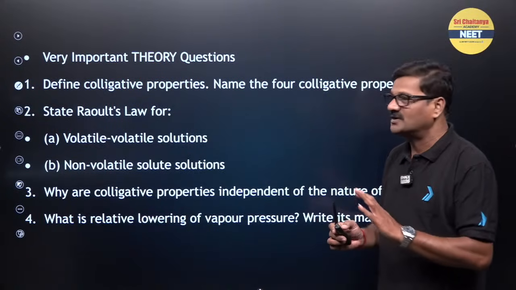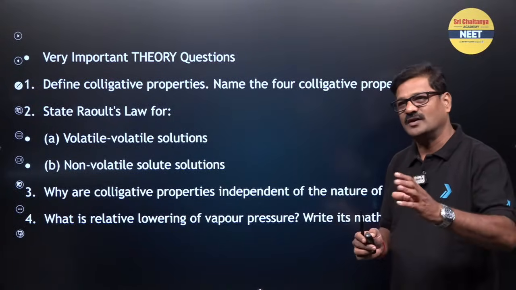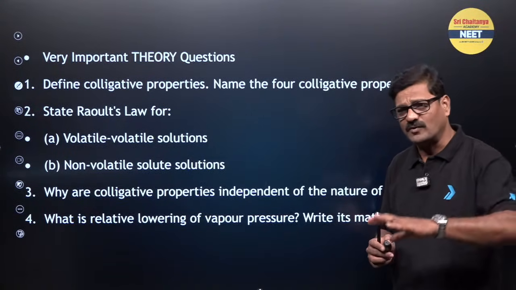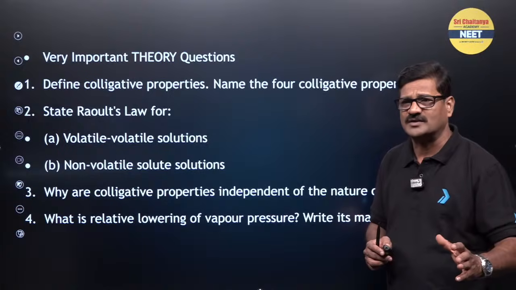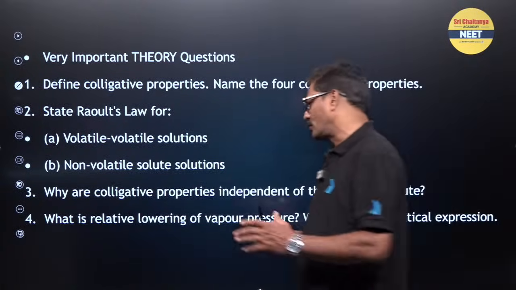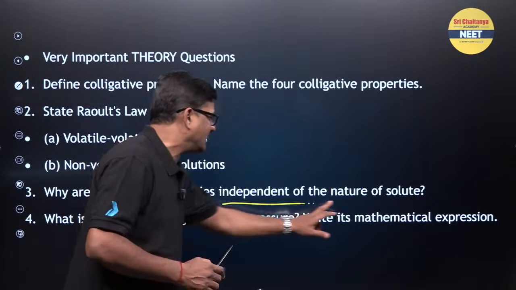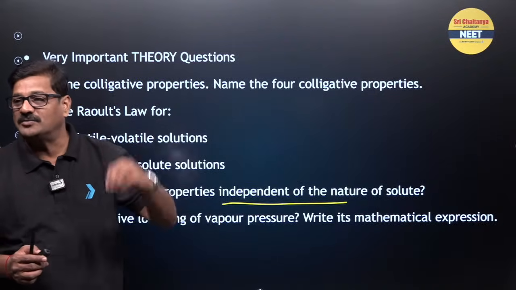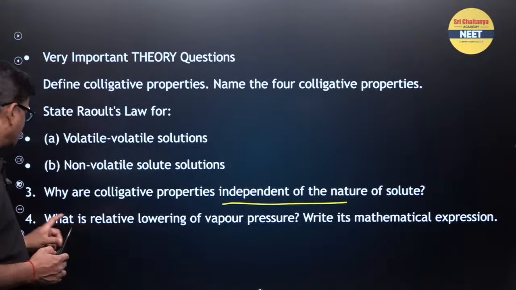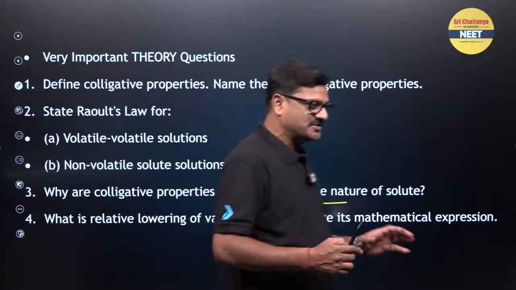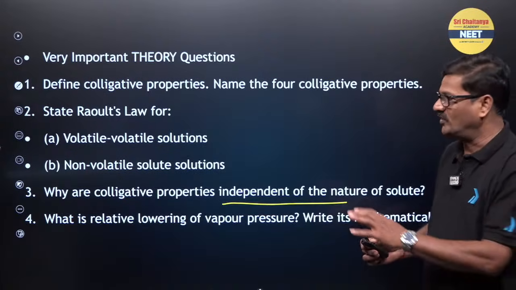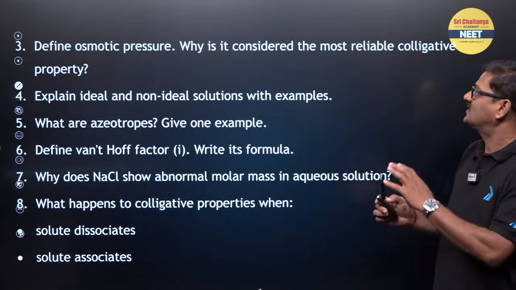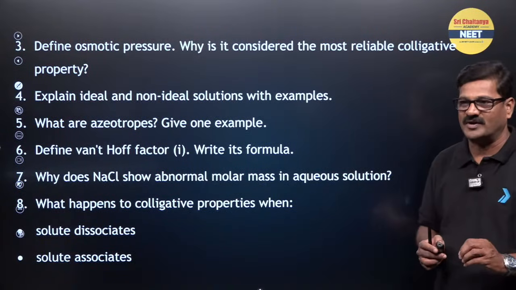In these very important theory questions: define colligative properties, state Raoult's law for volatile solvents and non-volatile solutes, why are colligative properties independent of the nature of the solute? It depends on the number, the count, as well. And also what is relative lowering of vapor pressure and its mathematical expression? Very important: define osmotic pressure and why it is considered the most reliable colligative property.